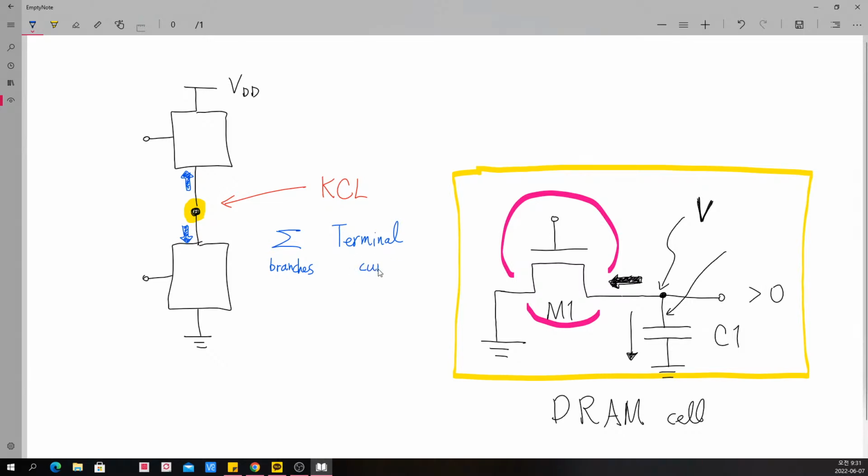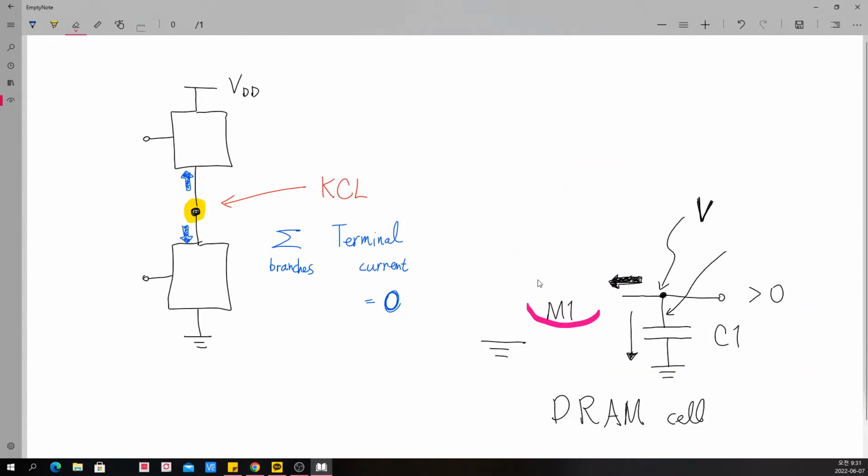terminal currents will give us just 0. It is simply because every terminal current is well aligned to our directional convention, so everything is outgoing from the viewpoint of our circuit node. Making the sum of them gives us 0. That's it for our KCL implementation.